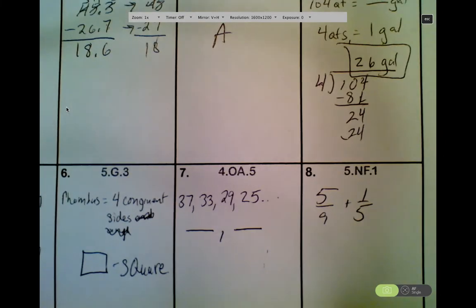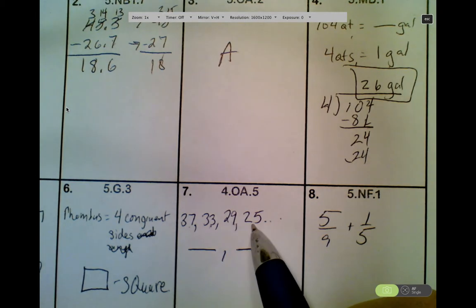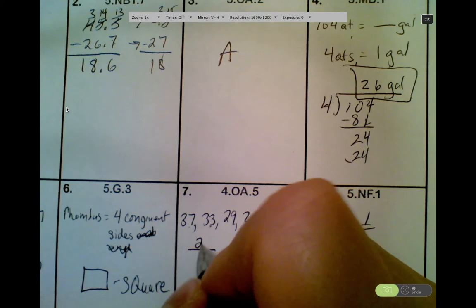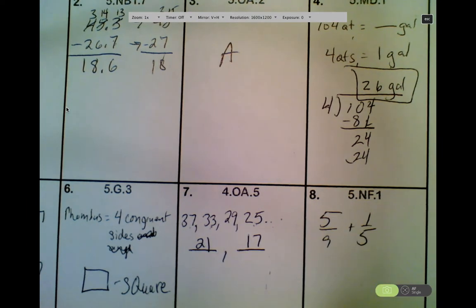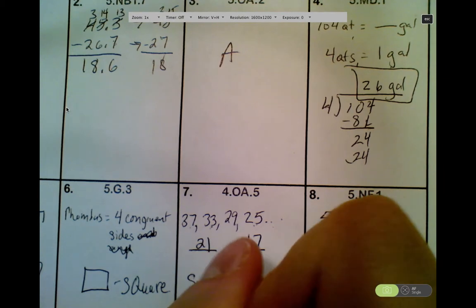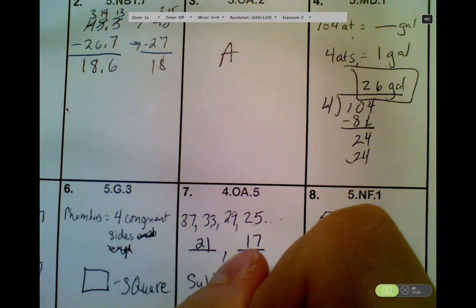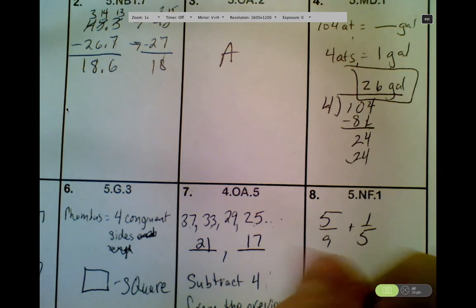Number 7, complete the pattern. 37, 33, 29, 25. If you notice, this is decreasing. We got some subtraction going on there. 37 minus 33 is 4. 33 minus 29 is 4. 29 minus 25 is 4. Therefore, we're subtracting by 4. 25 minus 4 would give me 21. 21 minus 4 gives me 17. It says describe the pattern. Subtract 4 from the previous number.